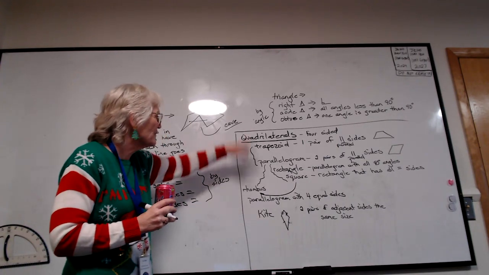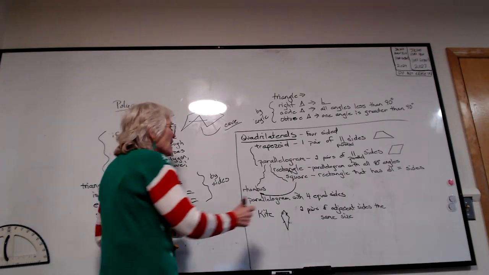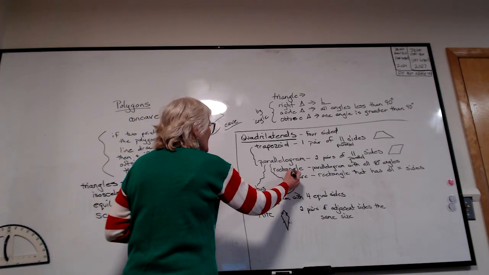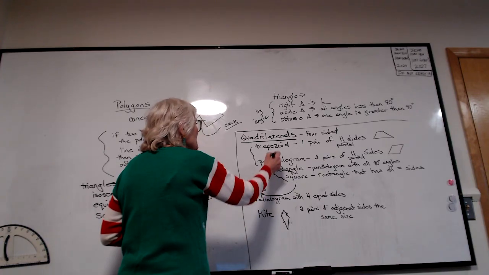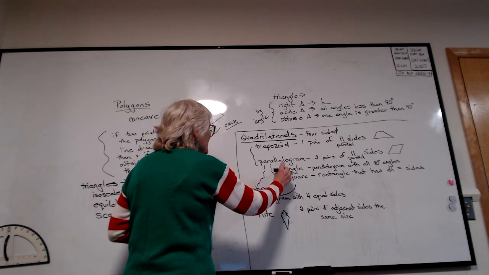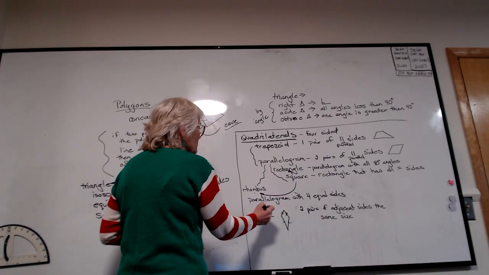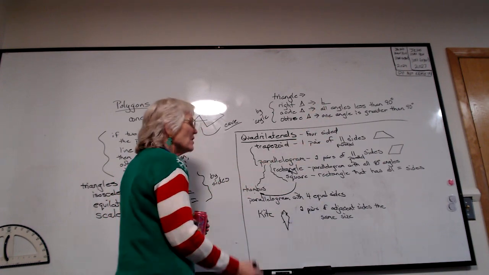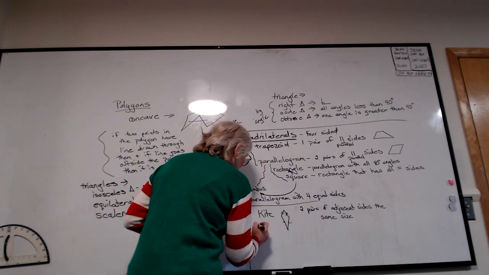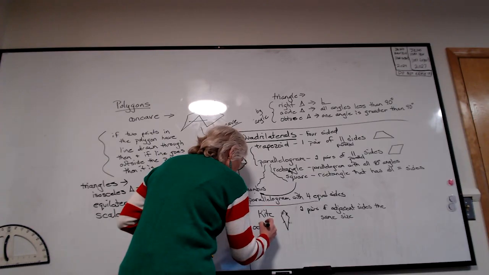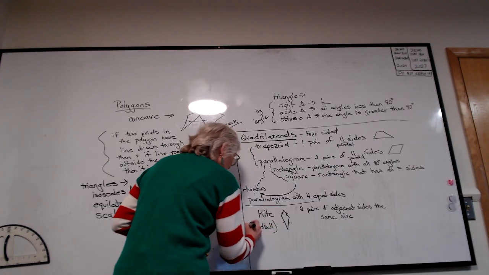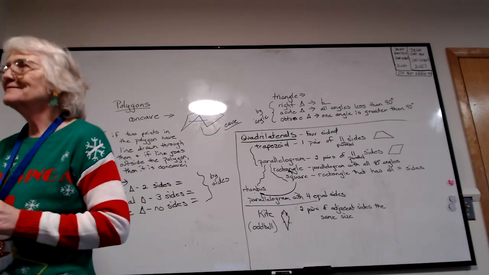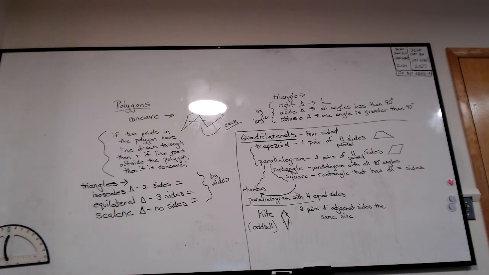So kite doesn't really fit into any of these. A square fits into both the rectangle and the rhombus categories. And then the kite is just an oddball. It doesn't really fit into anything, it's just a kite. So those are the different types of quadrilaterals that we have. Okay, just a quick review on those.